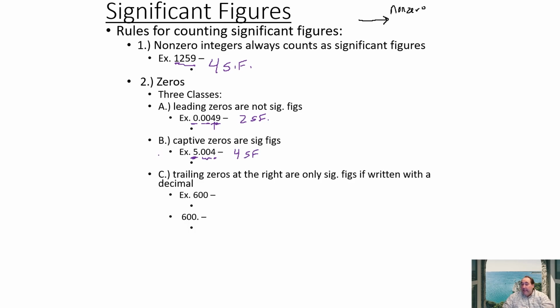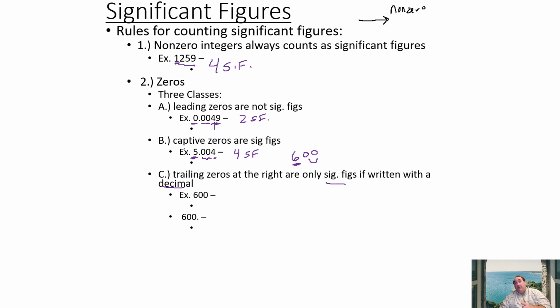Now, the last type of zero is the one that gives people the hardest time, and that is a trailing zero. They may or may not be significant. They are only significant if there is a decimal point written in the number. The decimal point does not need to be near the zeros at the end, it just needs to be written in the number. So 600 written like this: this is our first significant figure. These are trailing zeros, and they are not significant because there is no decimal point written.